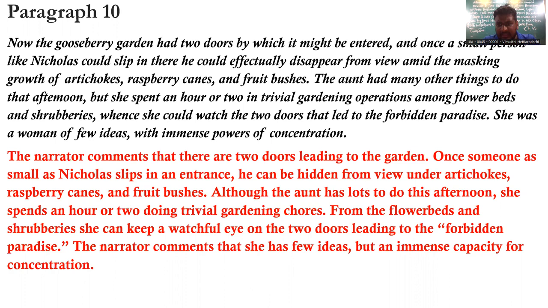The aunt had many other things to do that afternoon, but aunt did not forget the idea, right? She knew that Nicholas would definitely enter the gooseberry garden, right? So she is like a sniper. Like a sniper, she is actually very much watchful towards Nicholas's behavior, right?